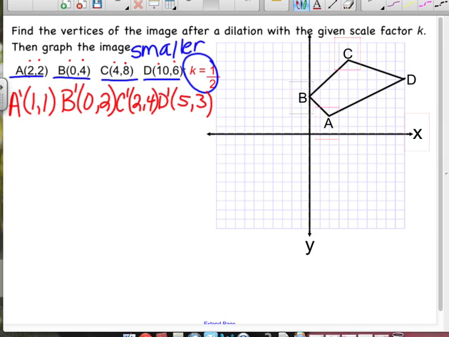Now, I'm going to plot these points. For A prime over 1, up 1, there's A prime. For B prime over 0, up 2, here's B prime. C prime over 2, up 4. Oh, looks like they're going to overlap. That's okay. And D prime is right 5, up 3. So as you see, we do in fact have a much smaller version, a reduced version of the original figure, right? Because the scale factor, which is k, is less than 1. It was half. So it's half of the original figure.